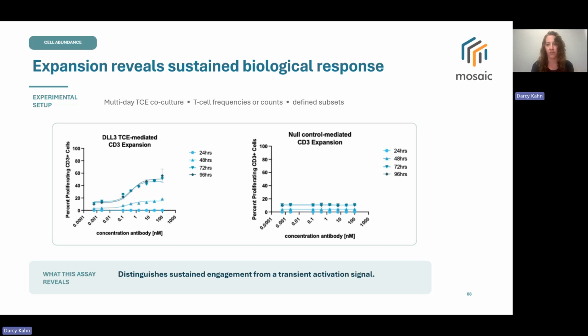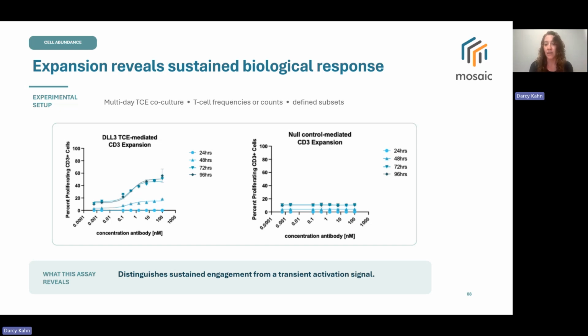With our benchmark molecule, what you can see is dose-dependent CD3 positive T cell expansion out to about 48, 72 hours. And then it plateaus. We don't see any further increase by 96 hours. This really lines up with loss of the ongoing target engagement over that window because the effector cells are eliminating those target cells, and without the engagement, we no longer have the expansion.